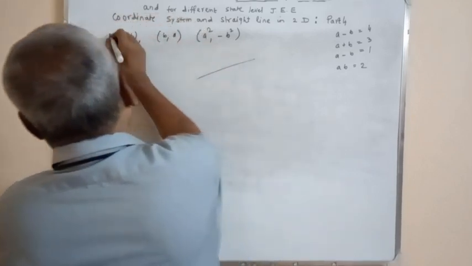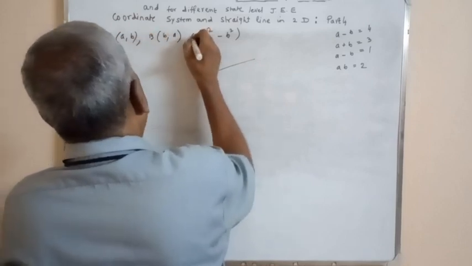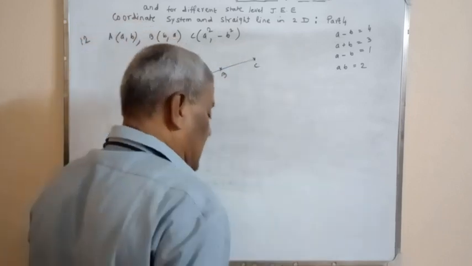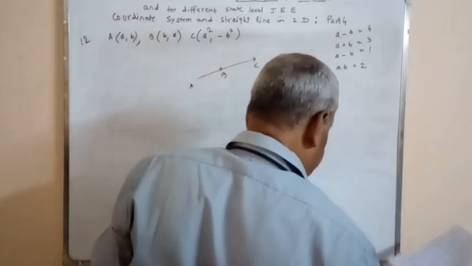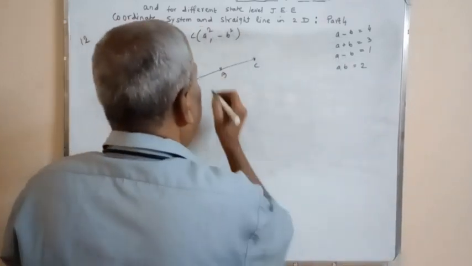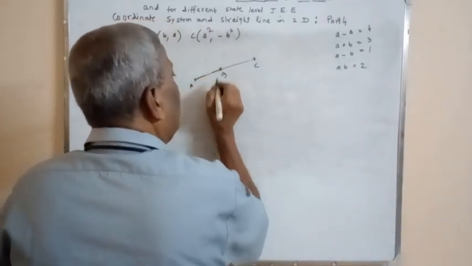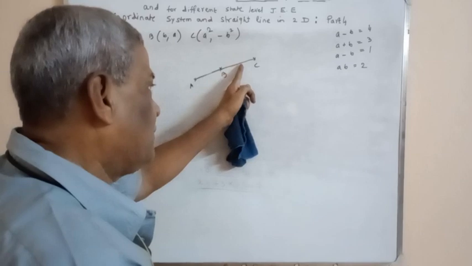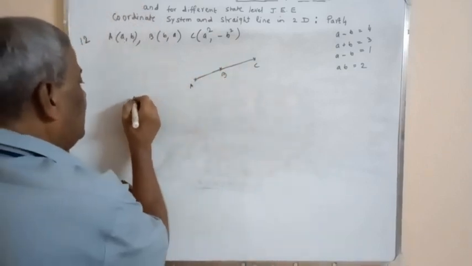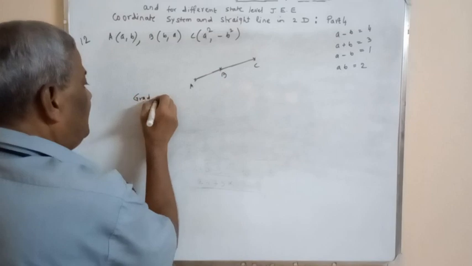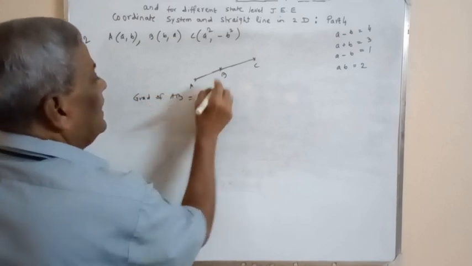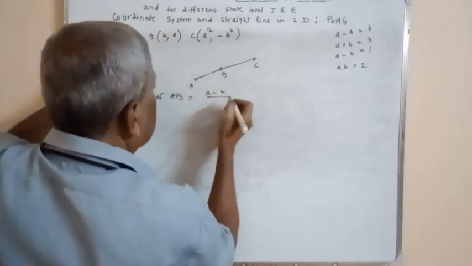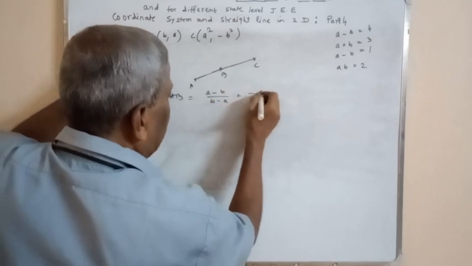if these points are collinear, say it is A, this is B, and this is C, then in that case we can say that the gradient of part AB and the gradient of BC must be the same because they are part of the same straight line. Now the gradient of AB is equal to (a minus b) divided by (b minus a), that is minus 1.